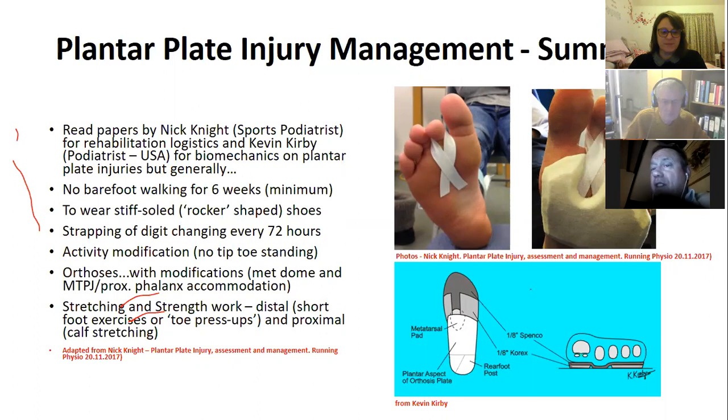Modify your activity. So there's no tiptoe standing, running or skipping or those activities I showed you. Try to keep that to a minimum until after the 6 weeks, when you can start to redo them. Orthoses then with the modifications, the Met Dome and the proximal phalanx accommodation. And then finally, stretching and strengthening work. Stretch that gastrocnemius. Strength work up your toe press-ups and your calf.